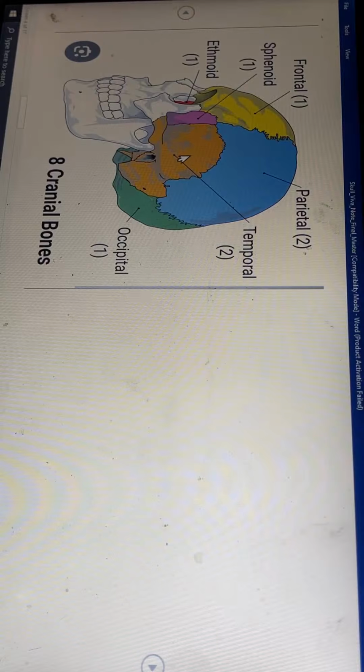The suture between the temporal and the parietal, the parents and the children, is squamous. Parents and children, squamous. Don't forget it again.